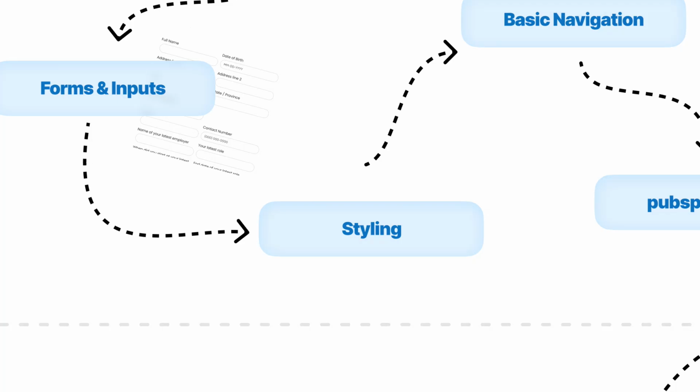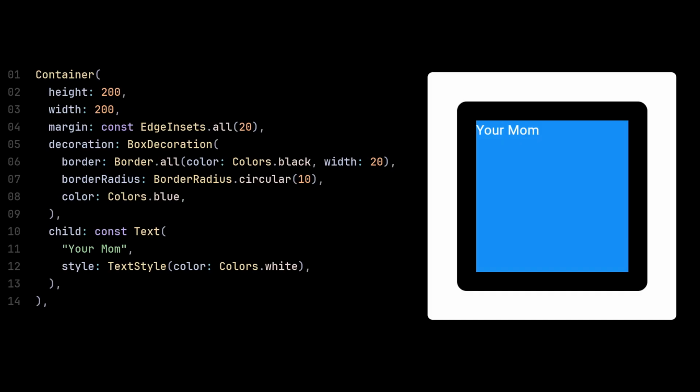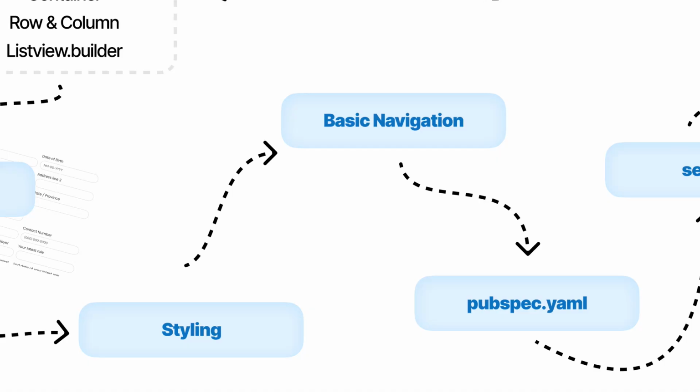And each of these widgets can be styled using properties within the widget itself. For example, the most commonly used widget is the container widget. This is the most flexible Flutter widget. Here is an example of styling you can apply to a container widget. At this point, you should be able to create and see widgets.